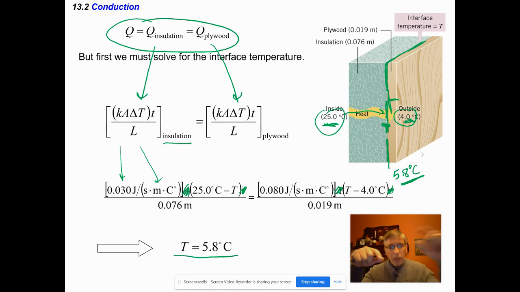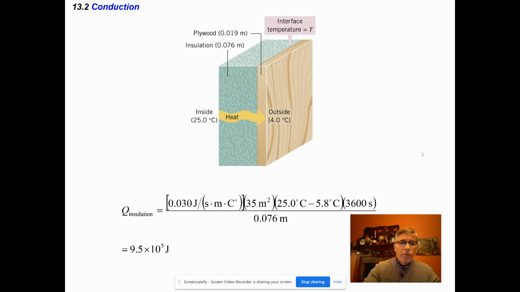And then a lower, smaller thermal conductivity actually has a greater change in temperature across it because it's insulating better. So it actually has less flow. Because of that, now I have information I can put in to actually find this heat. I can put in the 25 and the 5.8, and I put in my time, the area of the wall, the thermal conductivity and the thickness, and I can find Q. I could also do this with the wood if I wanted to.